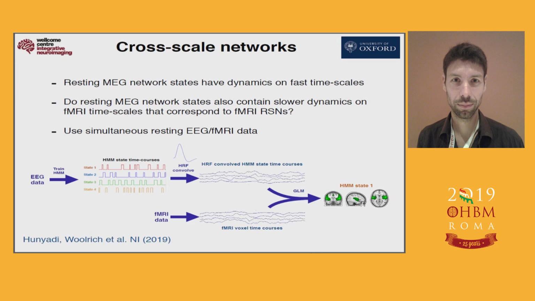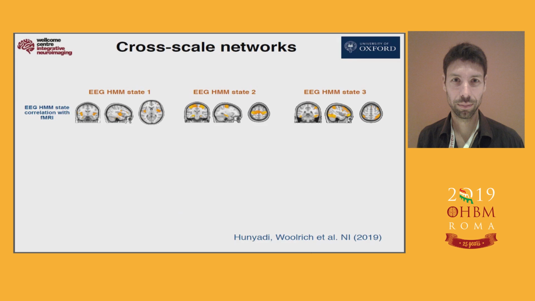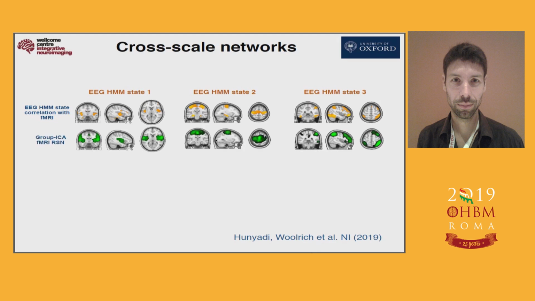Then we use a standard GLM on the fMRI data to pull out networks, using the time courses that we obtained from EEG, but at the time scales of fMRI. So we have EEG HMM networks from fMRI and EEG, and we compared those with the classic group ICA fMRI networks. That is basically what most people do, and we found, or Body found, that these were actually quite similar. So there's an intrinsic relationship between EEG and fMRI in this case.